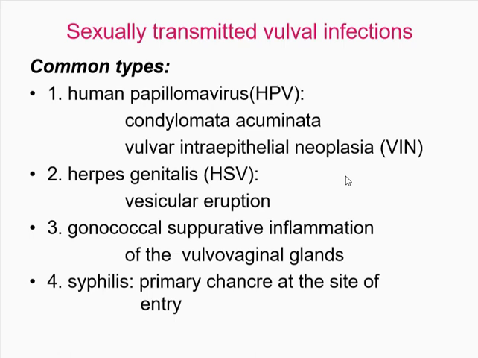Genital herpes may develop after infection with herpes simplex virus. This is a bullous, vesicular, eruptive inflammation of the vulva. There is also a purulent or suppurative inflammation, which is often caused by Neisseria gonorrhoeae, and this is gonorrhea, gonococcal suppurative inflammation. This includes the glands of the vulva. Syphilis is a specific lesion caused by Treponema pallidum, and the primary chancre may occur at the vulva as a site of primary infection with syphilis.